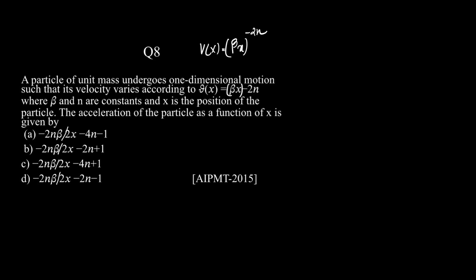So let us start the question by writing down what is given. What is given is v of x is equal to (beta x) to the power minus 2n.